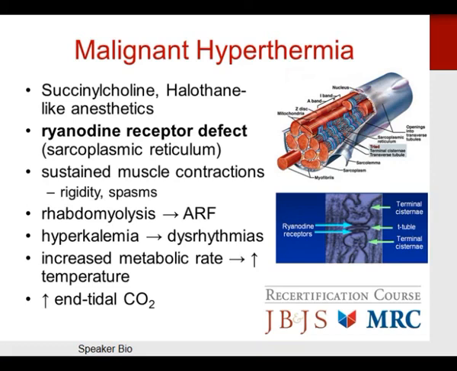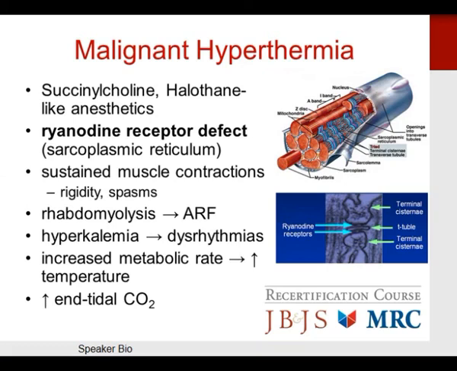With malignant hyperthermia, you have sustained muscle contractions, which leads to rigidity and spasms. Patients will develop rhabdomyolysis, which may result in acute renal failure, hyperkalemia, which may cause rhythm problems in the heart, and an increased metabolic rate, which will elevate the temperature.